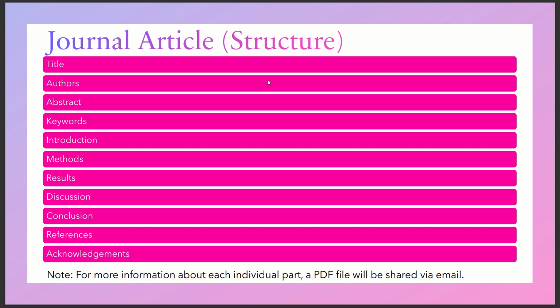So what is the structure of a journal article? A journal article can have the following elements. It can have a title, the author section, the abstract, the keyword section, the introduction, the methods, the results section, the discussion, the conclusion part, the references, and the acknowledgements. So it's a very long piece of work, I know.